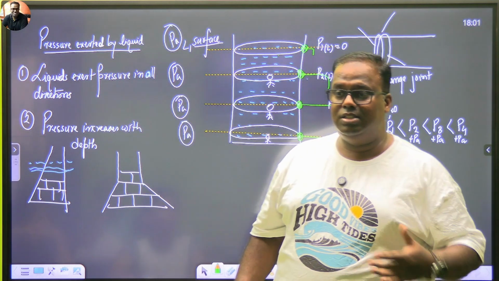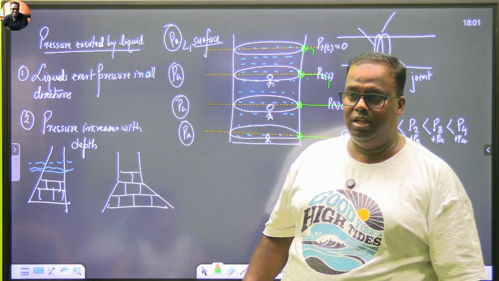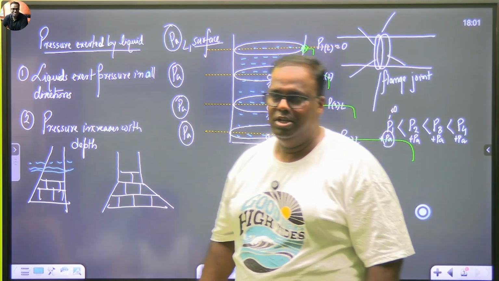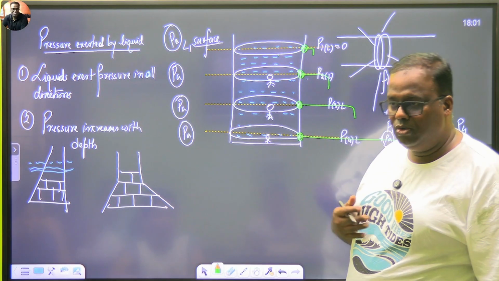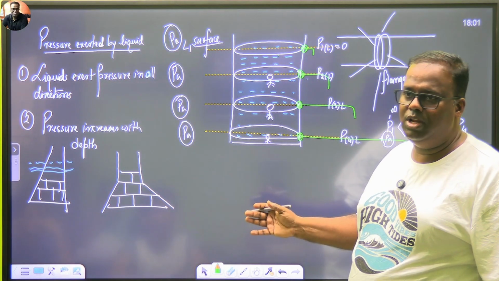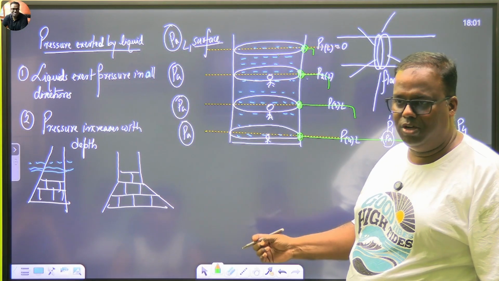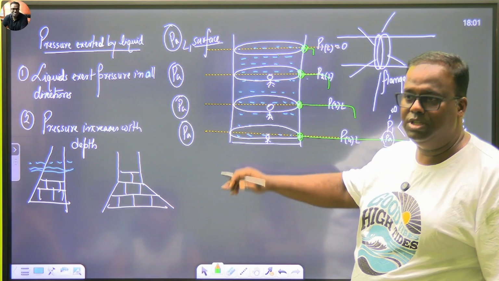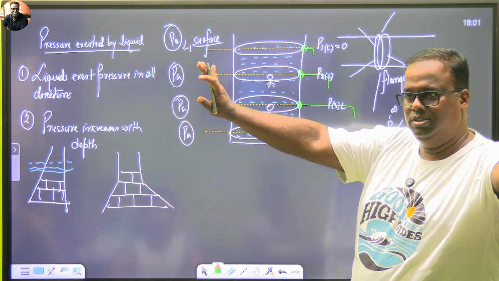So these deep sea marine animals like whales and others, they can bear that pressure. We can't bear that pressure. We can go down to a level only. After going down too much, we human beings cannot survive. Pressure increases with depth. Is this clear now?